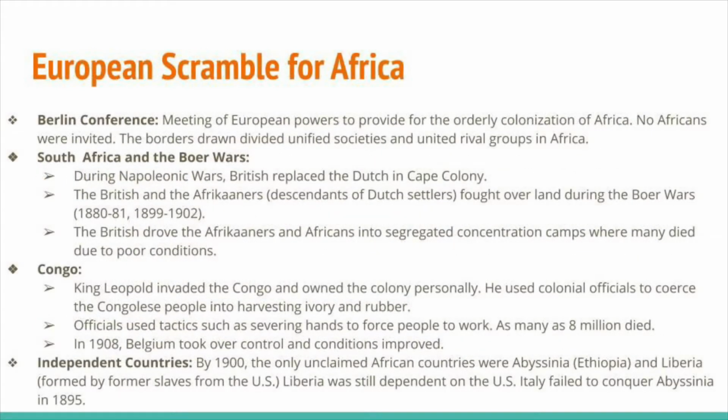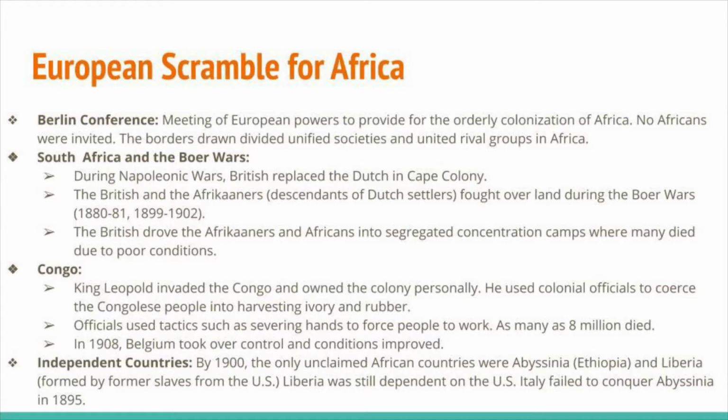European scramble for Africa. At the Berlin Conference, European powers met to provide for the orderly colonization of Africa. No Africans were present at the meeting. The borders drawn divided unified societies and united rival groups in Africa.